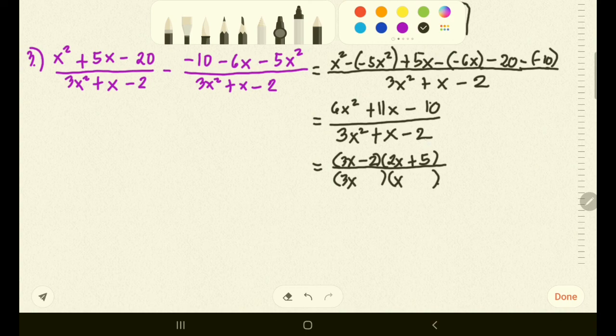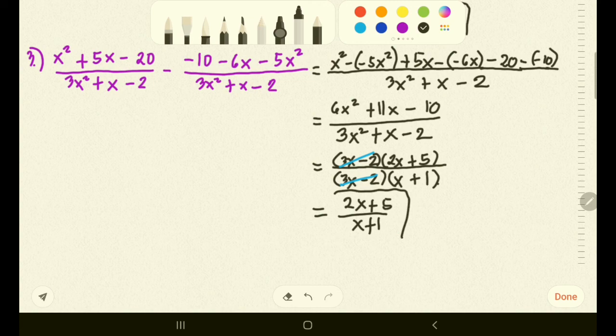Negative 2, very obvious, negative 2 and positive 1. If we check positive x as the middle term, that would be, inner, negative 2 times x is negative 2x. Outer, 3x times 1 is 3x. So if we add 3x and negative 2x, that is positive x. So we get the correct middle term. And then you simplify. Cancel out the common binomial factor, 3x minus 2. So that means to say the final answer would be 2x plus 5 over x plus 1.